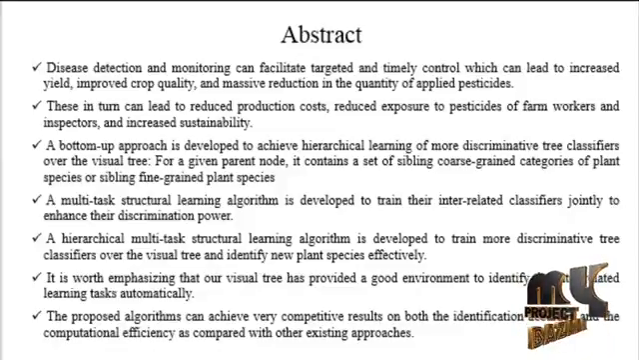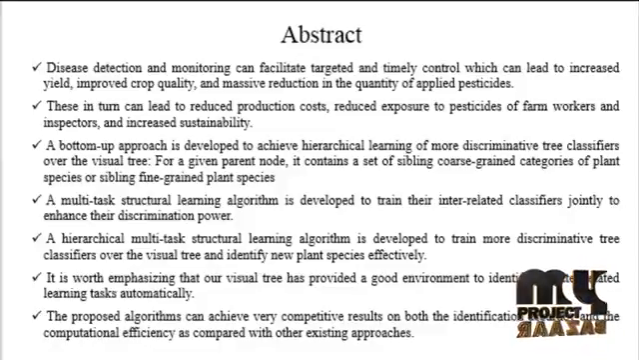Disease detection monitoring can facilitate targeted and timely control, which can lead to increased yield, improved quality and a massive reduction in the quantity of applied pesticides. These in turn can lead to reduced production costs, reduced exposure to pesticides of farm workers and inspectors, and increased sustainability. A bottom-up approach is developed to achieve hierarchical learning of more discriminative tree classifiers over the visual tree.